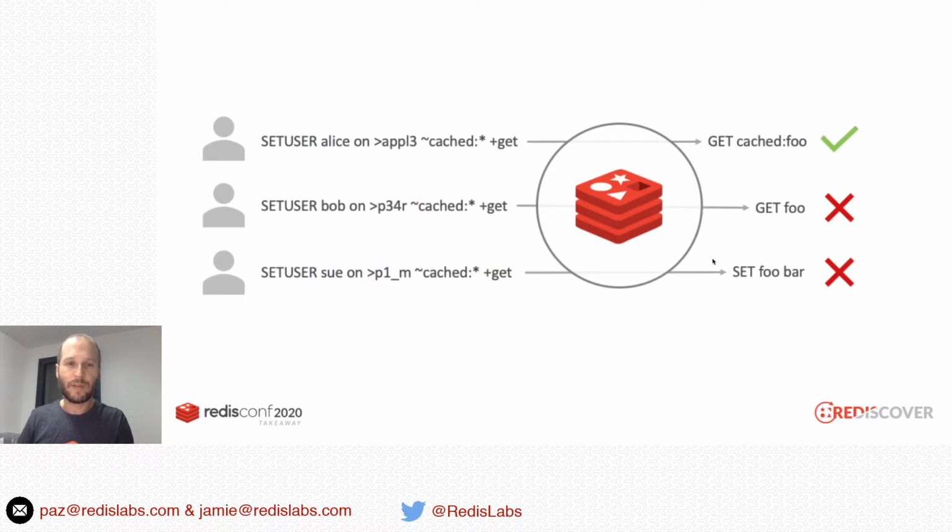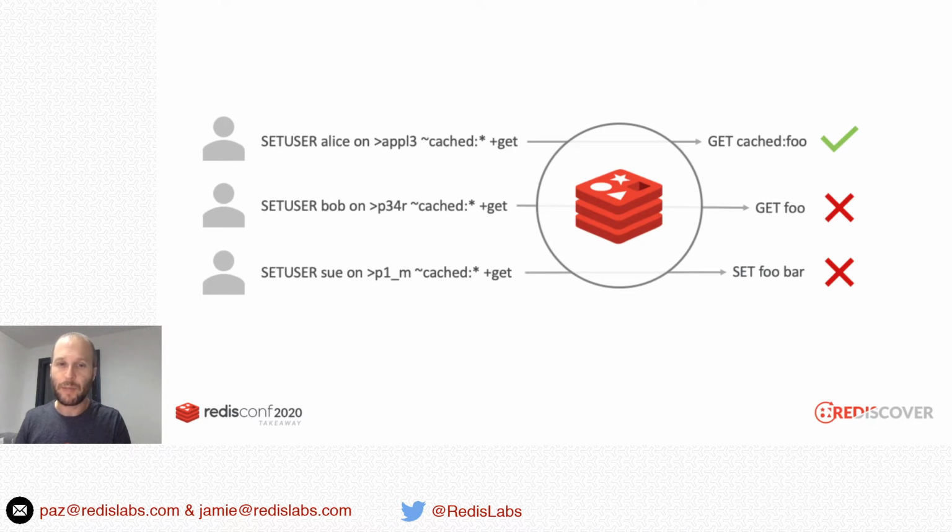Let's see some examples of ACLs in Redis 6. Alice is a new user. The "on" indicates that this user is enabled, so it is possible to authenticate as Alice. Apple3 is the password of Alice. The plus sign adds a command to the list of commands the user can call, and the pattern after the tilde indicates the keys that can be mentioned as part of the user's commands.